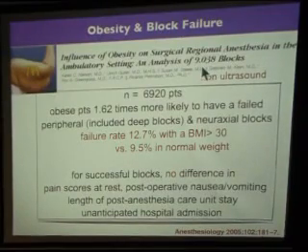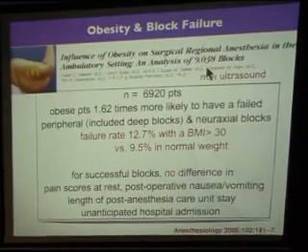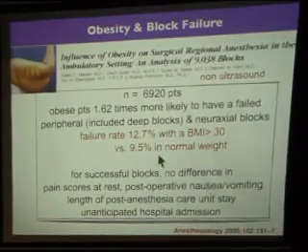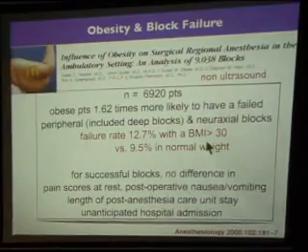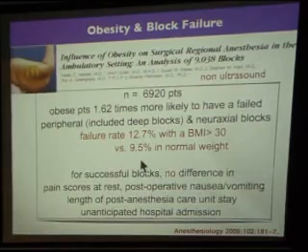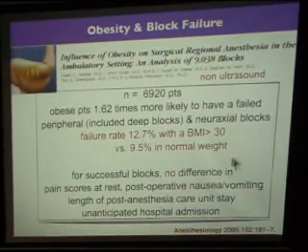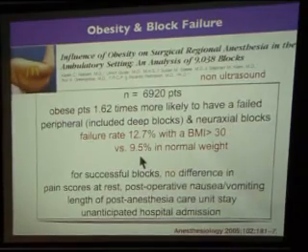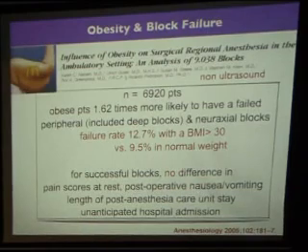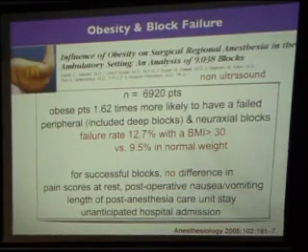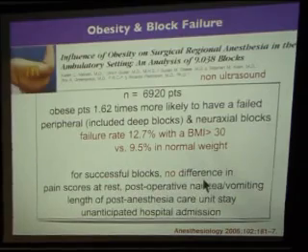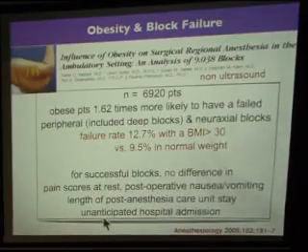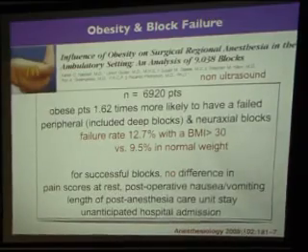This is at Duke hospital, over 9,000 blocks in close to 7,000 patients. Yes, the failure rate is higher when the BMI is greater than 30. That's 12.7 versus normal weight 10. So even in a very high-class regional anesthetic center, at that time there is still about a 10% failure rate. But for those patients who have a successful block, this is important. No difference in the pain at rest as expected, but also no difference in the incidence of unanticipated hospital admission.